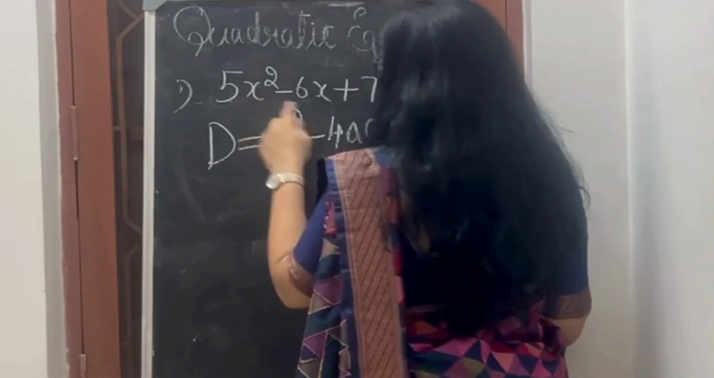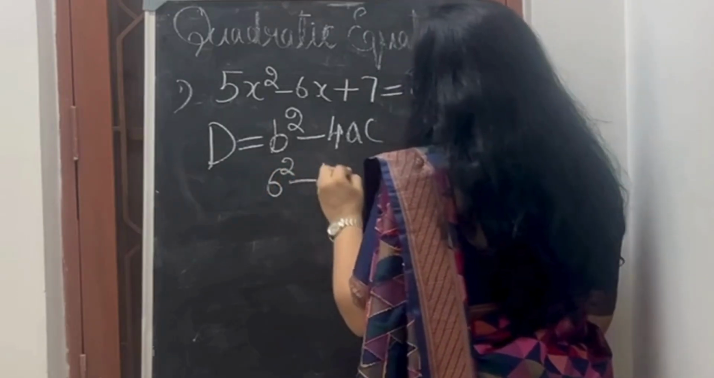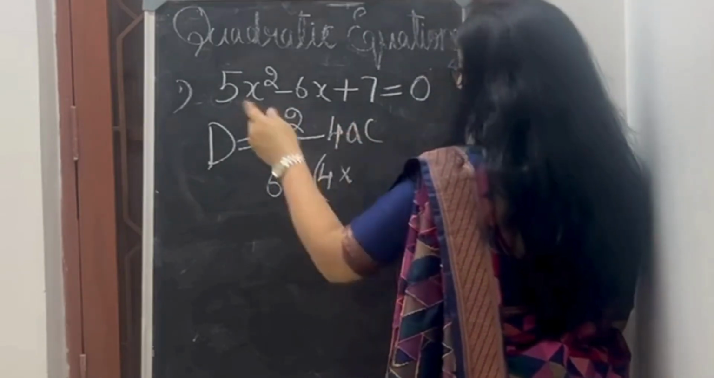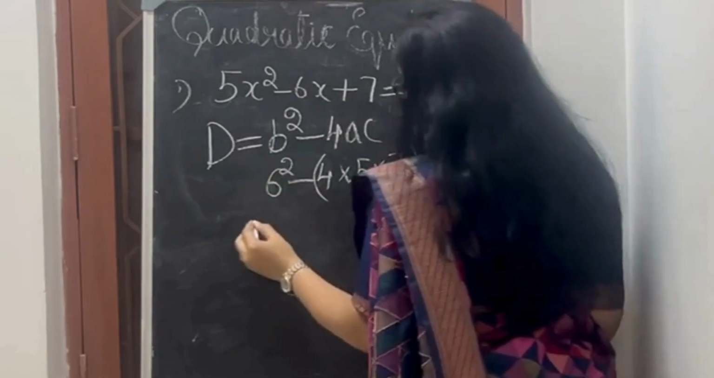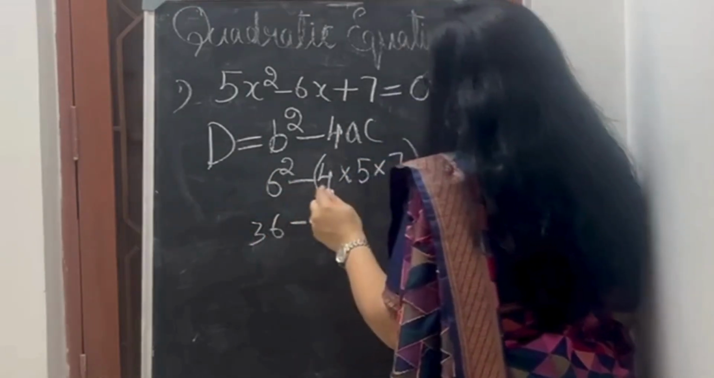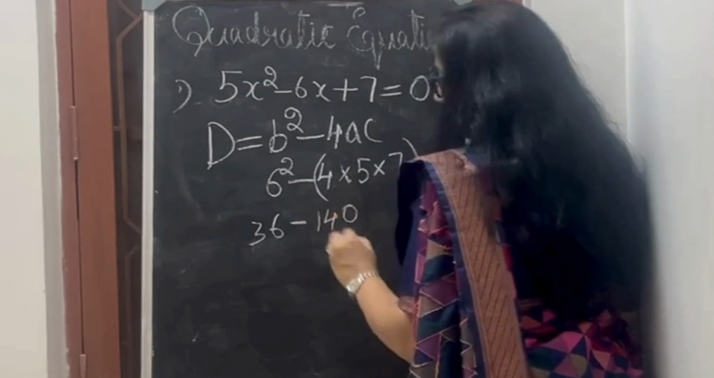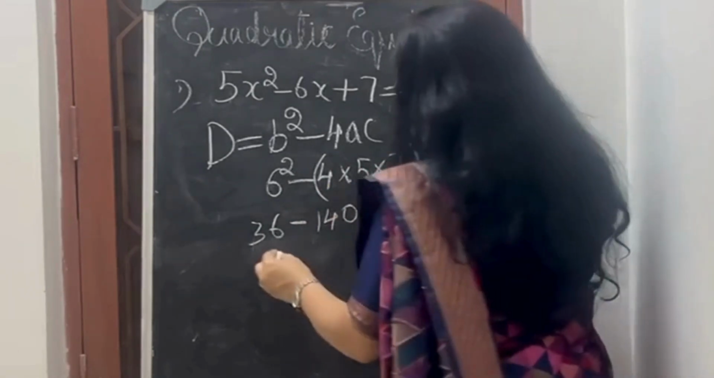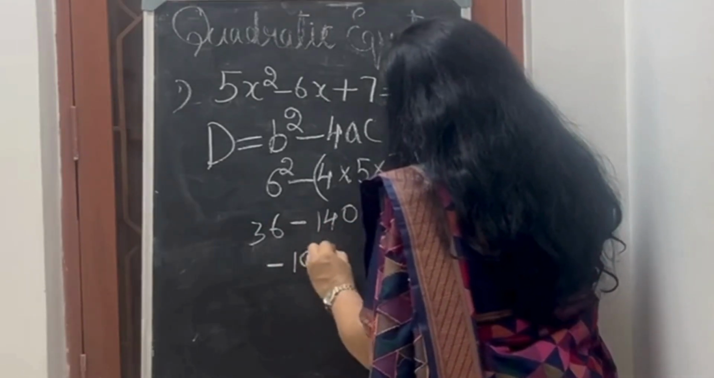So b square, what is b here? 6 square minus 4 into a. What is a? 5 into c, that is 7. Now 6 square is 36 minus 4 5s are 20. 20 into 7 is 140. What does it give me? 140 minus 36 is minus 104.